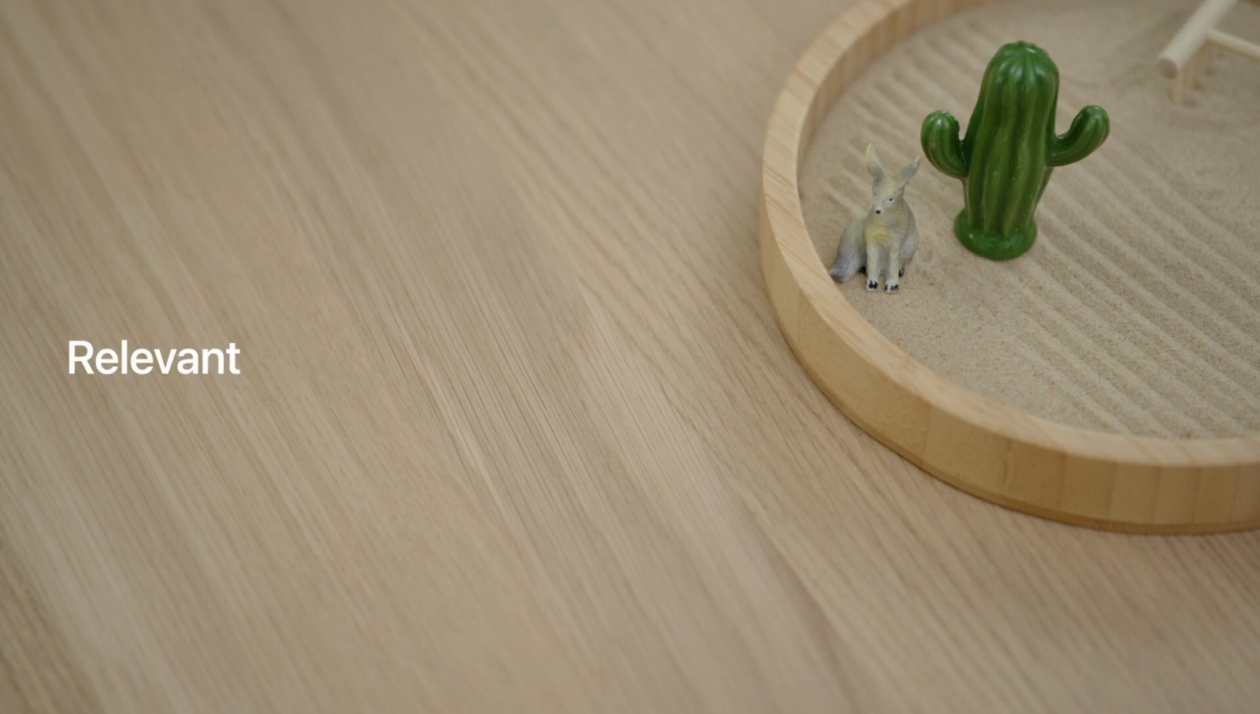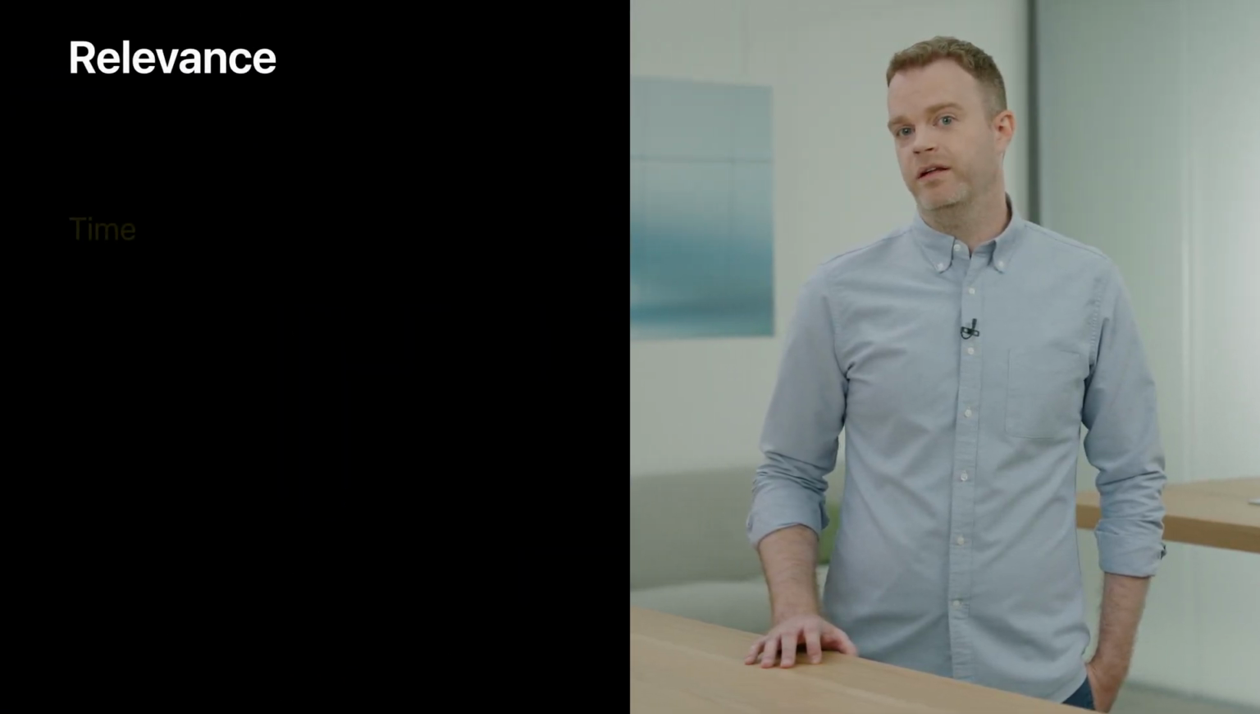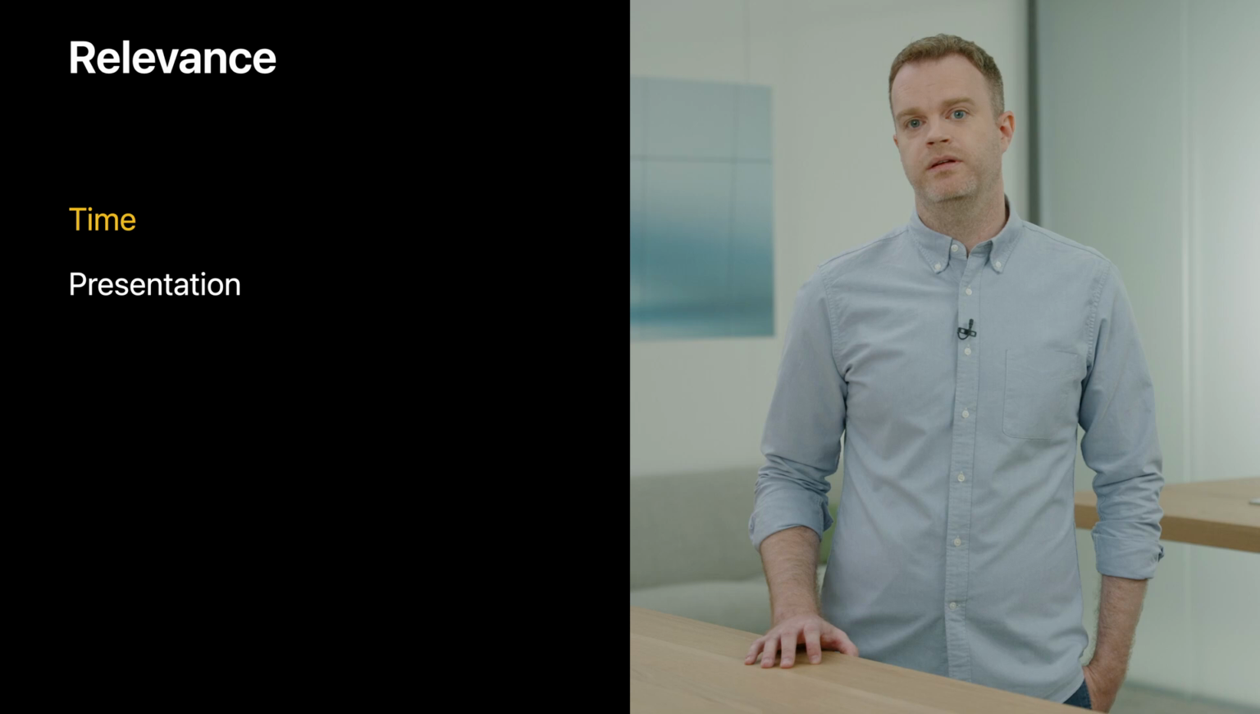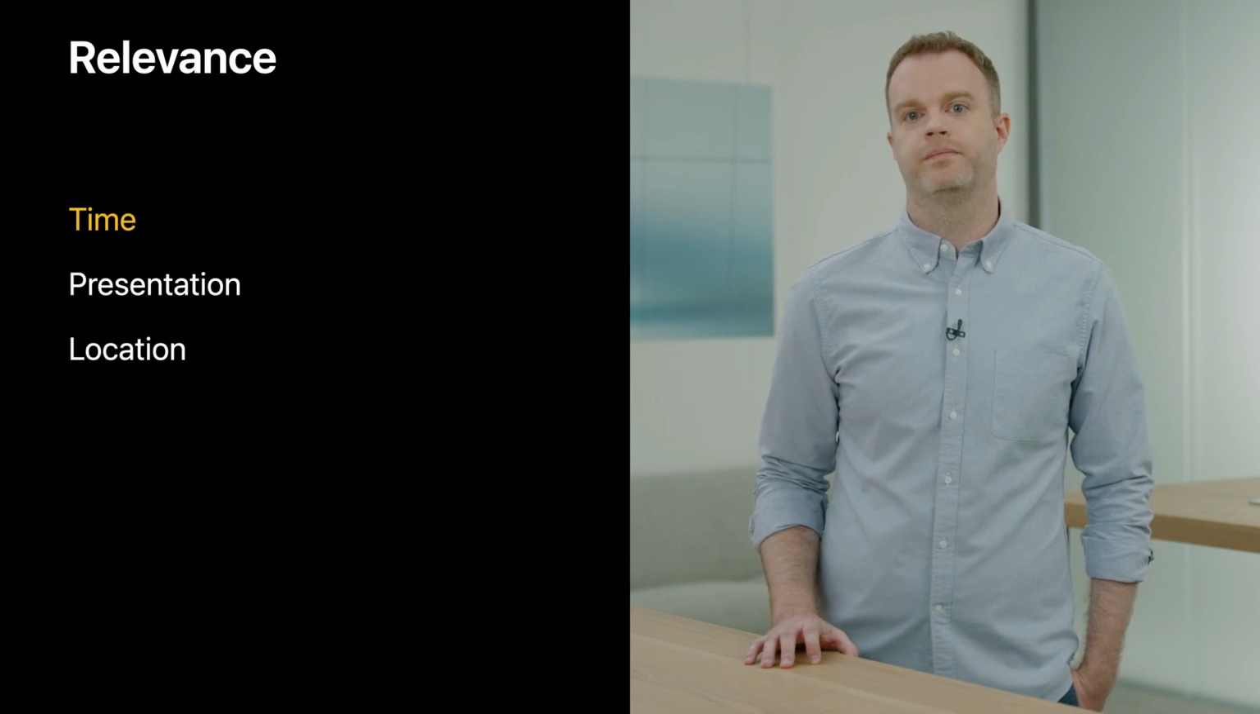Today, we're going to touch on two topics for great widgets: keeping them relevant and enabling widget customization. So let's get started with relevance. There's three types of relevance that we're going to discuss in depth to make sure your widget is up to date and can adapt to its environment. We're going to talk about time, presentation, and location relevance.